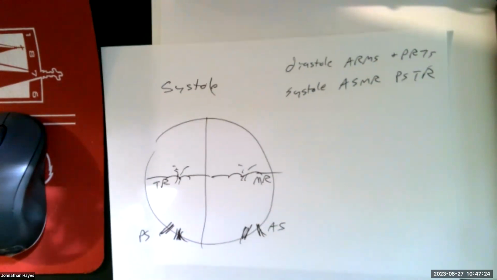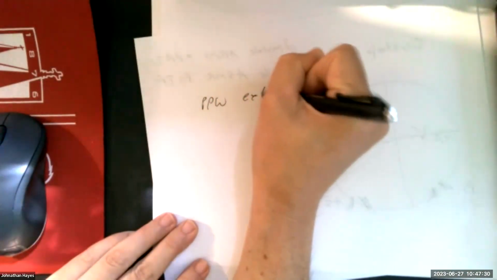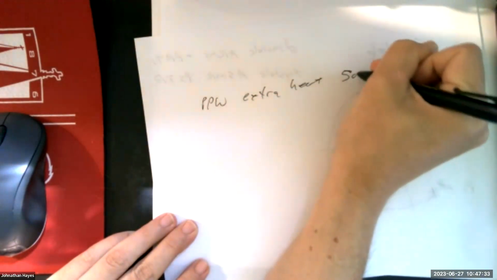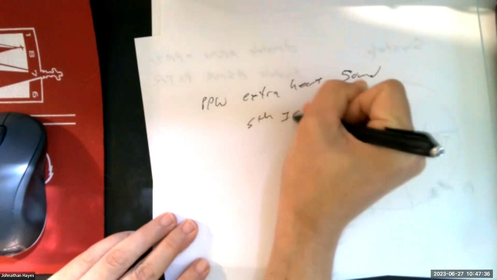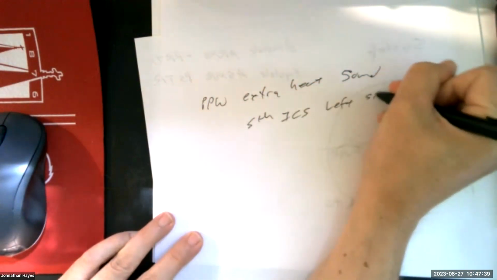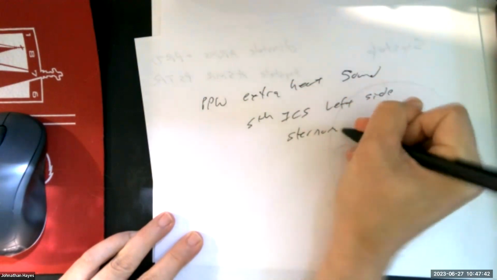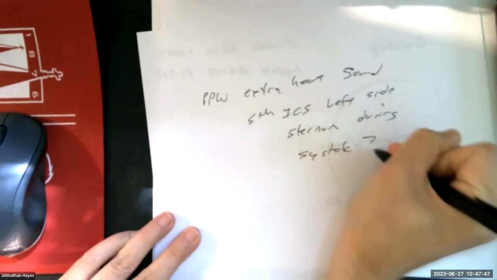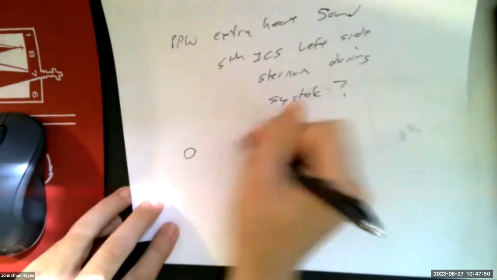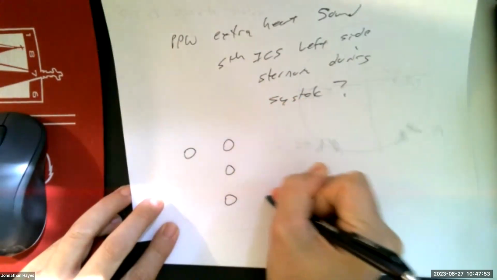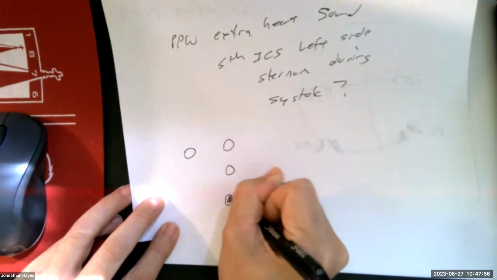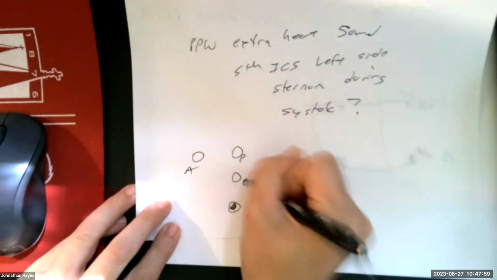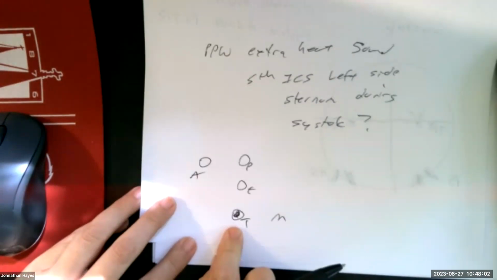So now, doesn't matter what I ask you. If I say the patient presents with an extra heart sound, 5th intercostal space, let's say left side of the sternum, during systole, what are you listening to? So aortic, pulmonic, Erb's point, tricuspid, mitral, we're listening here, right? That's 5th intercostal space, left side of the sternum, not mid-clavicular line, right? Just left side of the sternum. So that's where I'm listening.